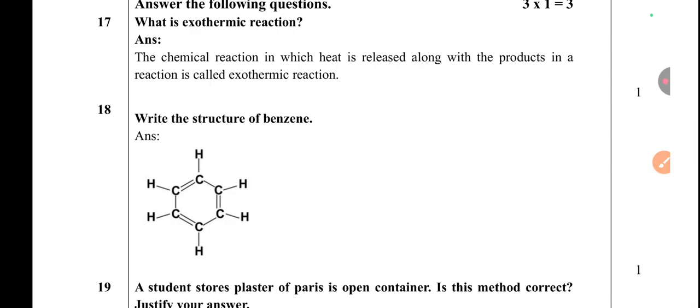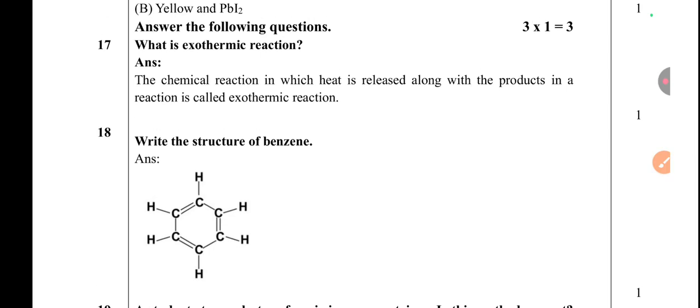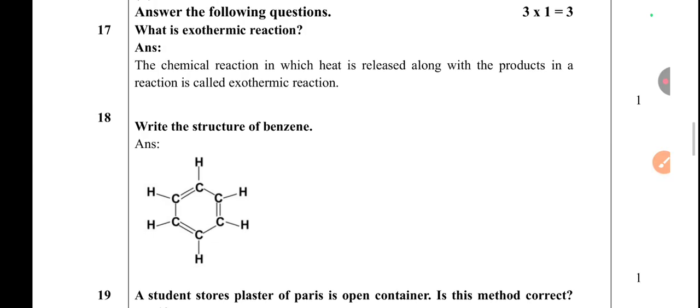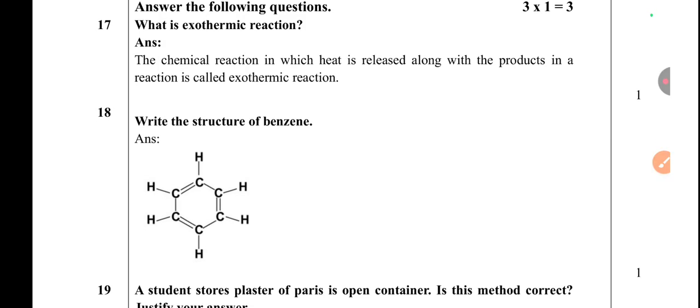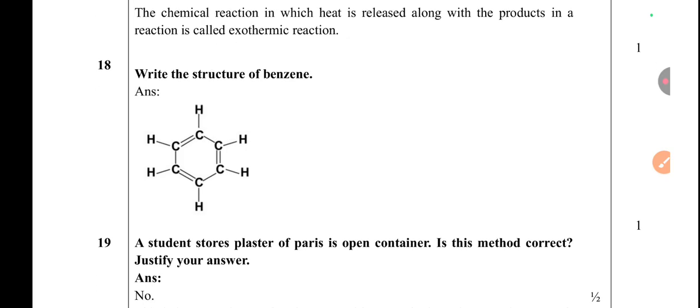Then answer the following questions, each carrying 1 mark, total 3 marks. The 17th one: what is an exothermic reaction? The chemical reaction in which heat is released or liberated along with the products is called an exothermic reaction.